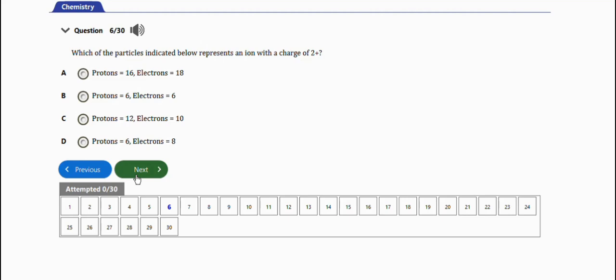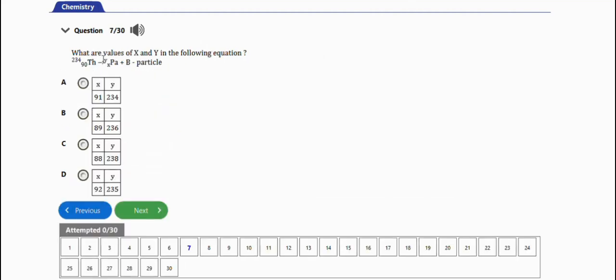The next question will be this one. It says, what are the values of x and y in the following equation? So this is a beta particle, and in a beta particle emission the atomic number or the proton number gains 1 proton. So x will be 91, whereas the mass number remains the same. So the right option would be option A. When the atomic number gains 1 proton, that's 91, and the mass number will remain the same. So option A is the right option for this question.